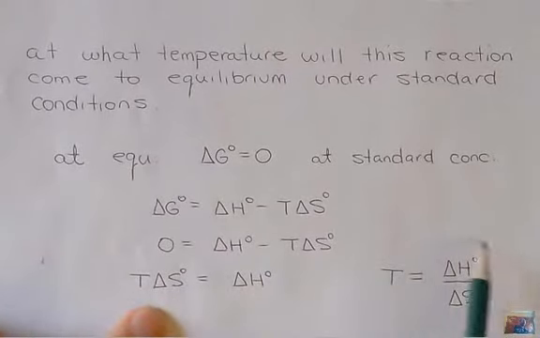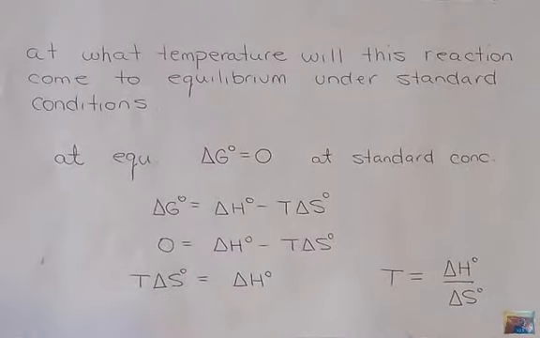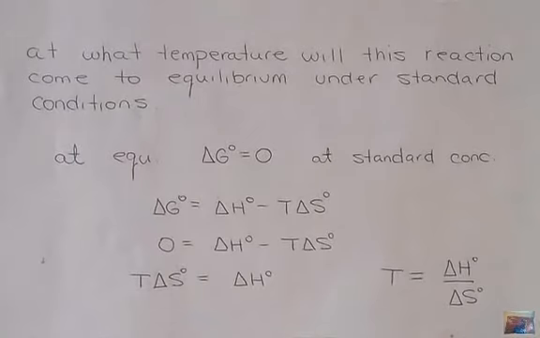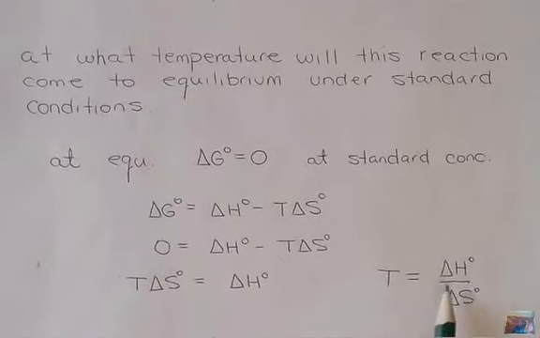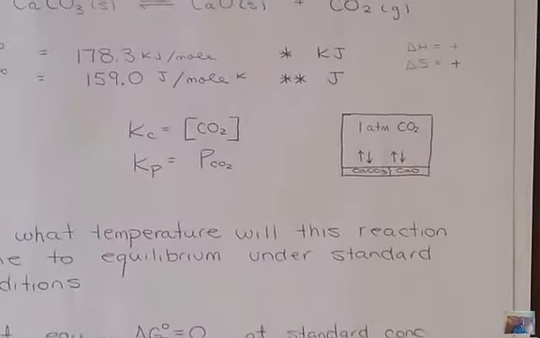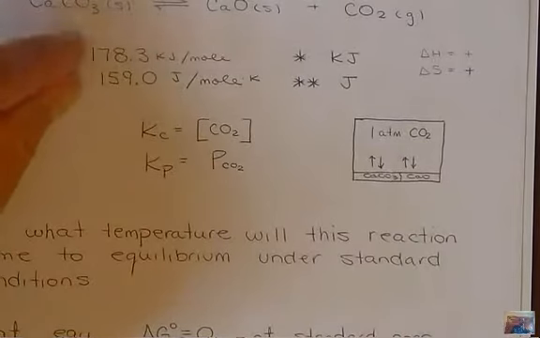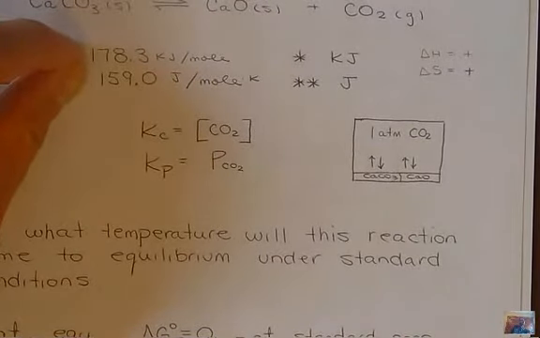And I have this really cool equation that says that the equilibrium temperature for a chemical reaction that is not necessarily at equilibrium all the time, or can be brought to equilibrium, is equal to delta H0 over delta S0. So all I have to do is take the ratio of these two numbers, just make sure they're in the right units. It's delta H divided by delta S.